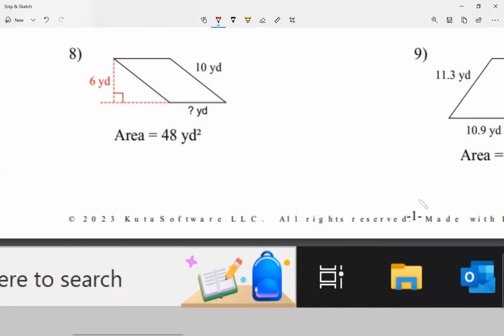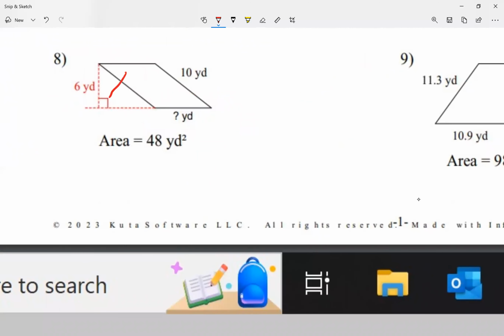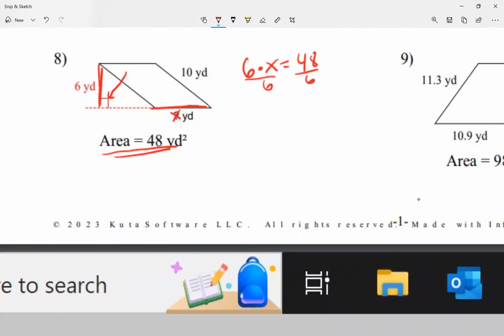Let's take a look at question number 8. The 90-degree angle is right here. It's made by 6 and X. Right, that question mark, I call it X. So I know that 6 times X is equal to the area, which is 48. Right, I know the area is 48. Now let me divide both sides by 6. 48 divided by 6 is 8. So that measurement is 8 yards.